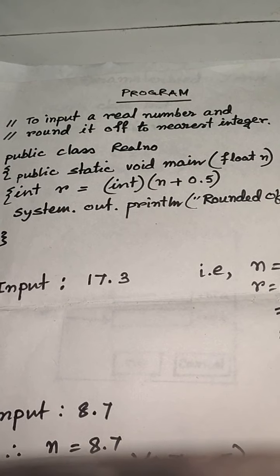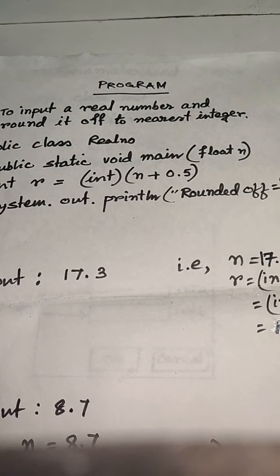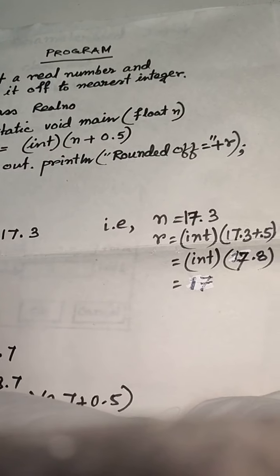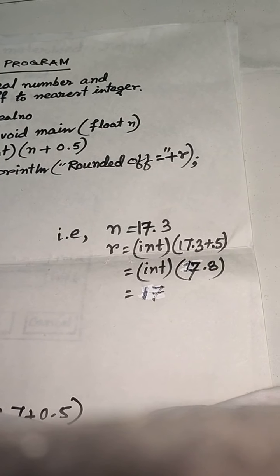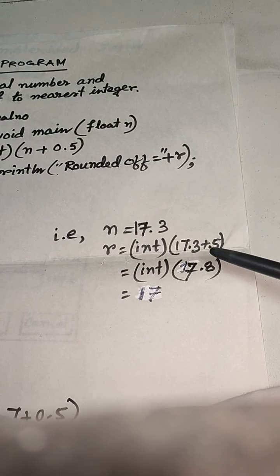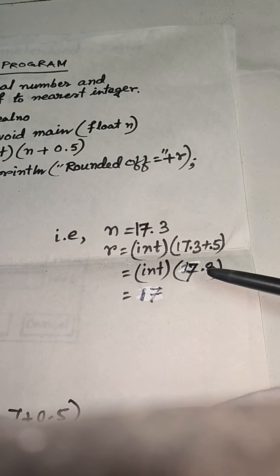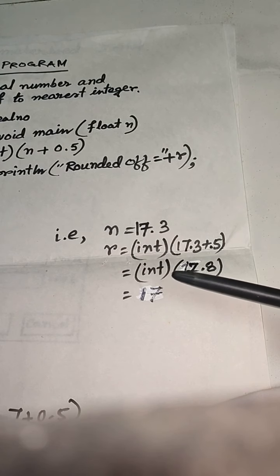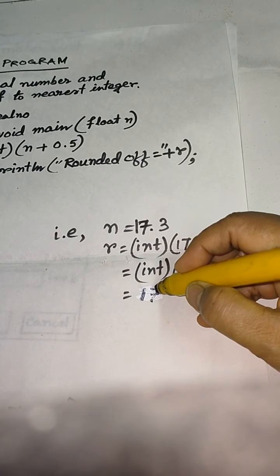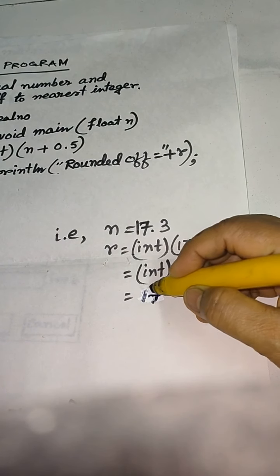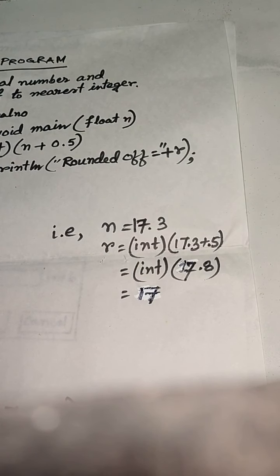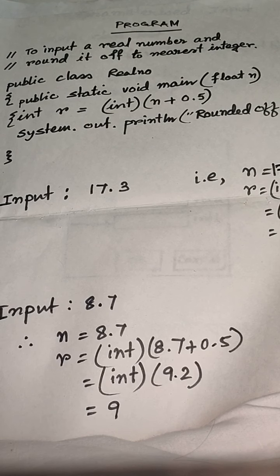Now this is the program and let's discuss the output. Suppose input is given 17.3. Now when 17.3 is given as the input, the value of n is becoming 17.3. Now if I add 0.5, it will be 17.8. Now the integer part will be 17 only. Let's take the next input.